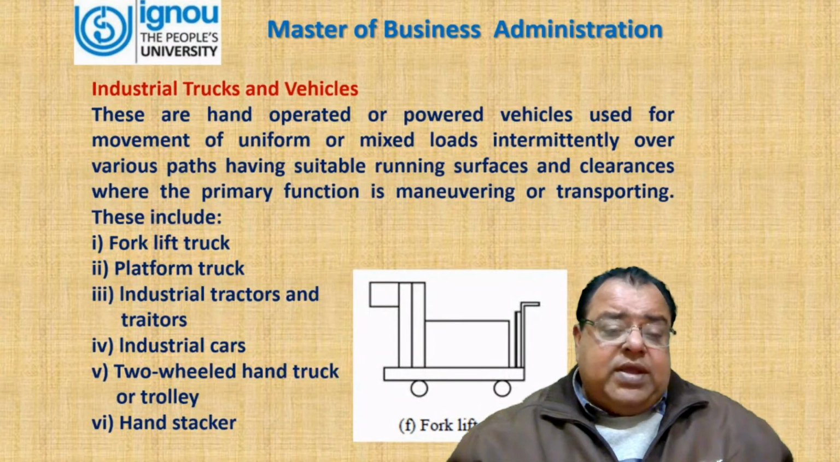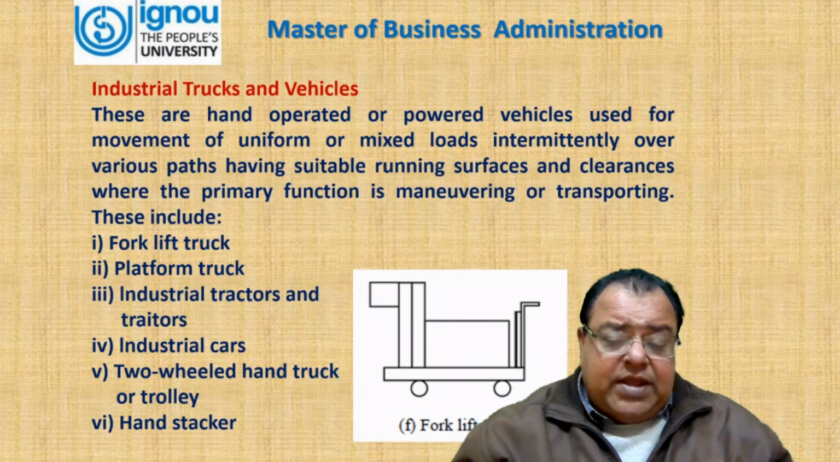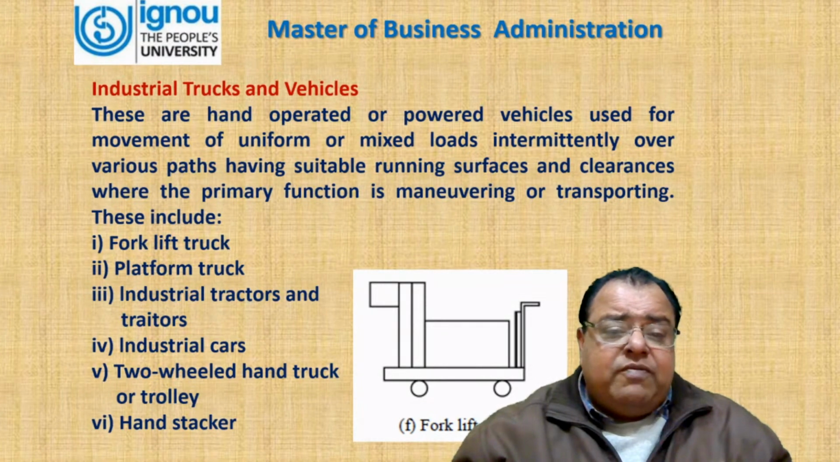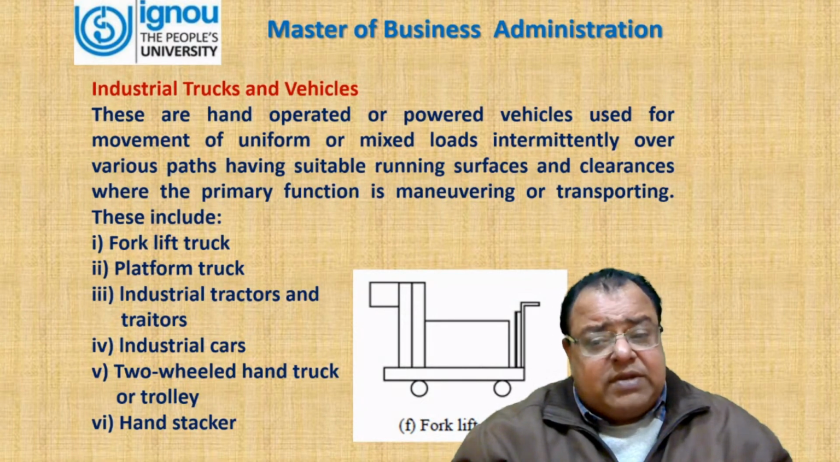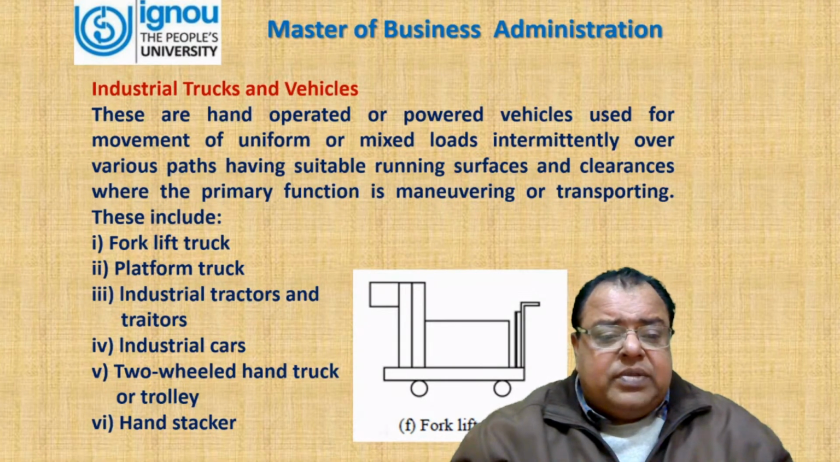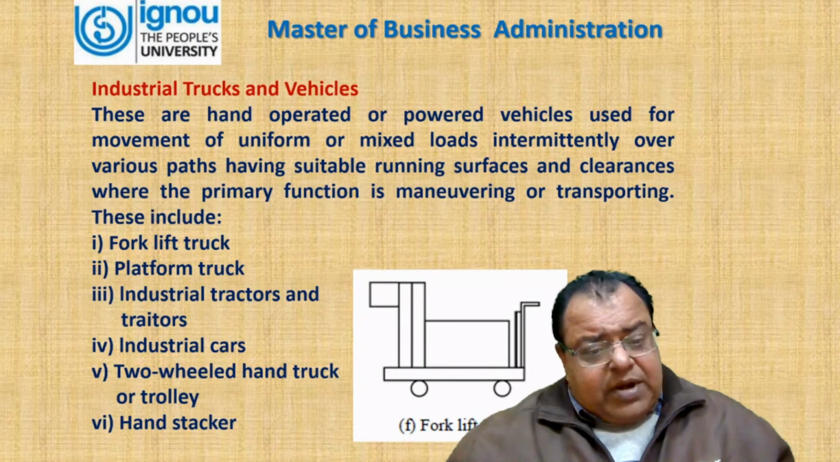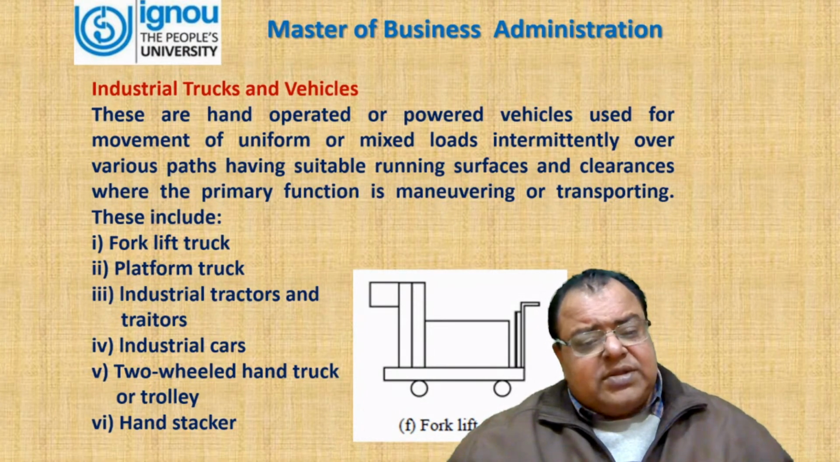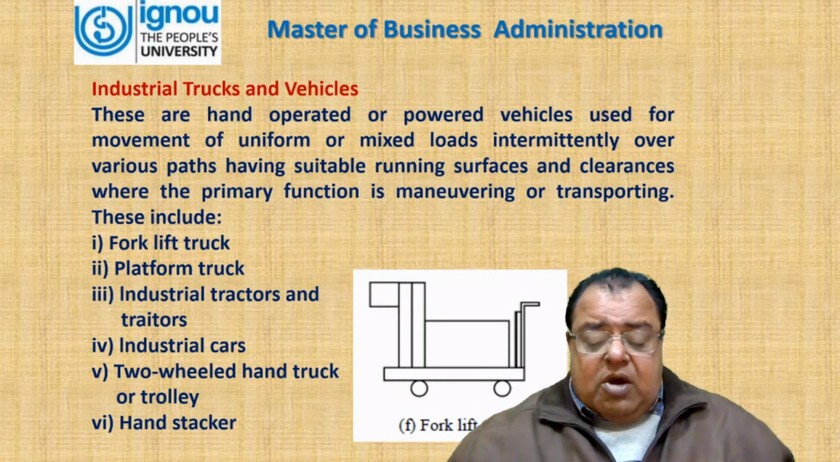industrial trucks and vehicles. These are hand operated or powered mesh vehicles used for movement of uniform or mixed loads intermittently over the various paths, having suitable running surfaces and clearances, where the primary function is maneuvering or transporting. These include forklift truck, platform truck, industrial tractors and trailers, industrial cars, two-wheeled hand truck or trolley, or hand stacker.